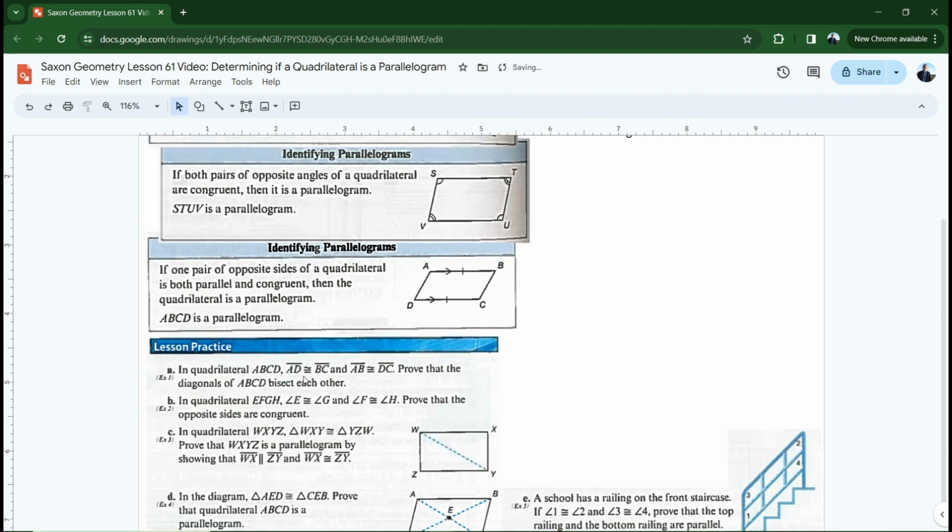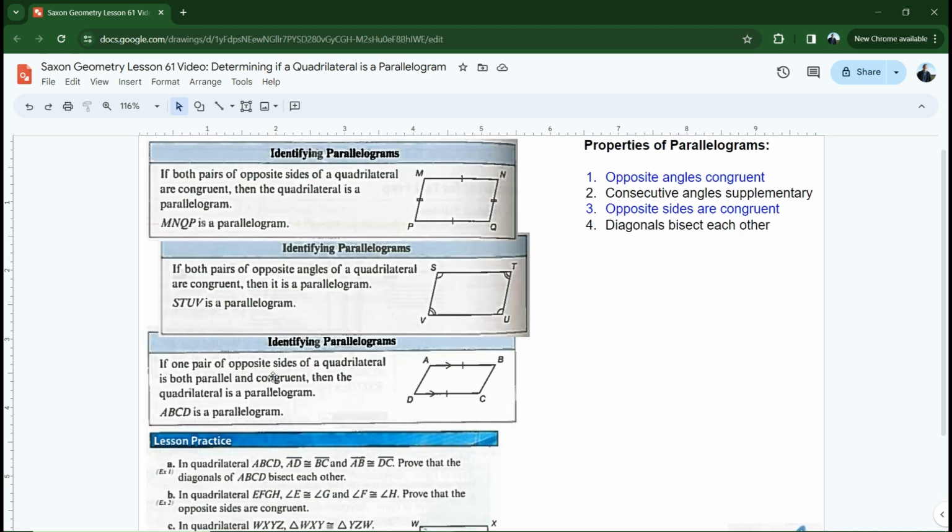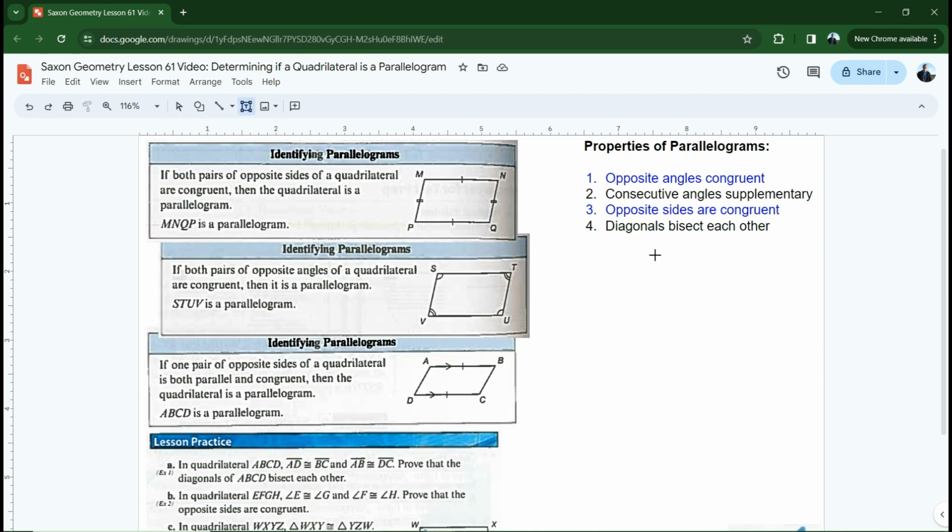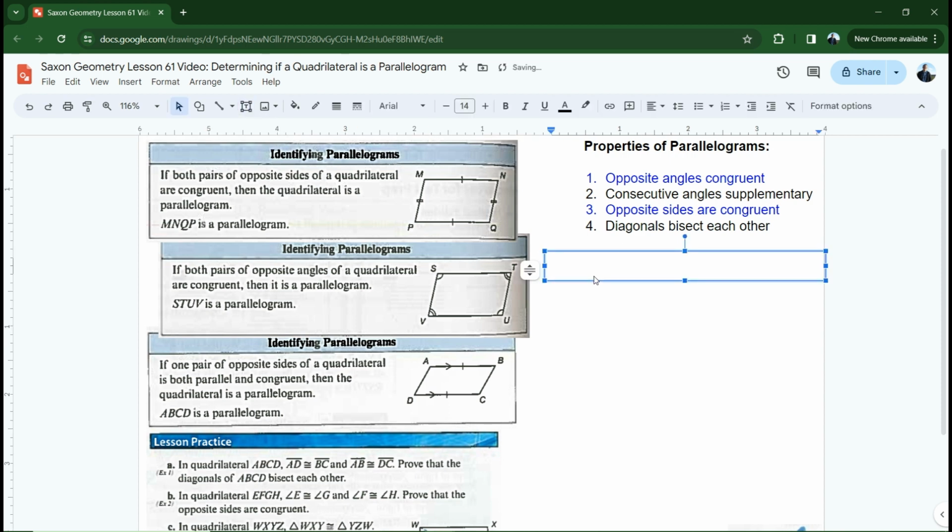All right, so we're going to start off with letter A. In quadrilateral ABCD, segment AD is congruent to segment BC. And I'm just going to note that the way this is written, AD and BC are opposite sides. AB is congruent to DC. AB and DC have to be opposite sides. I need to prove that the diagonals bisect each other. Well, watch how easy this actually is. Okay, so this is letter A.